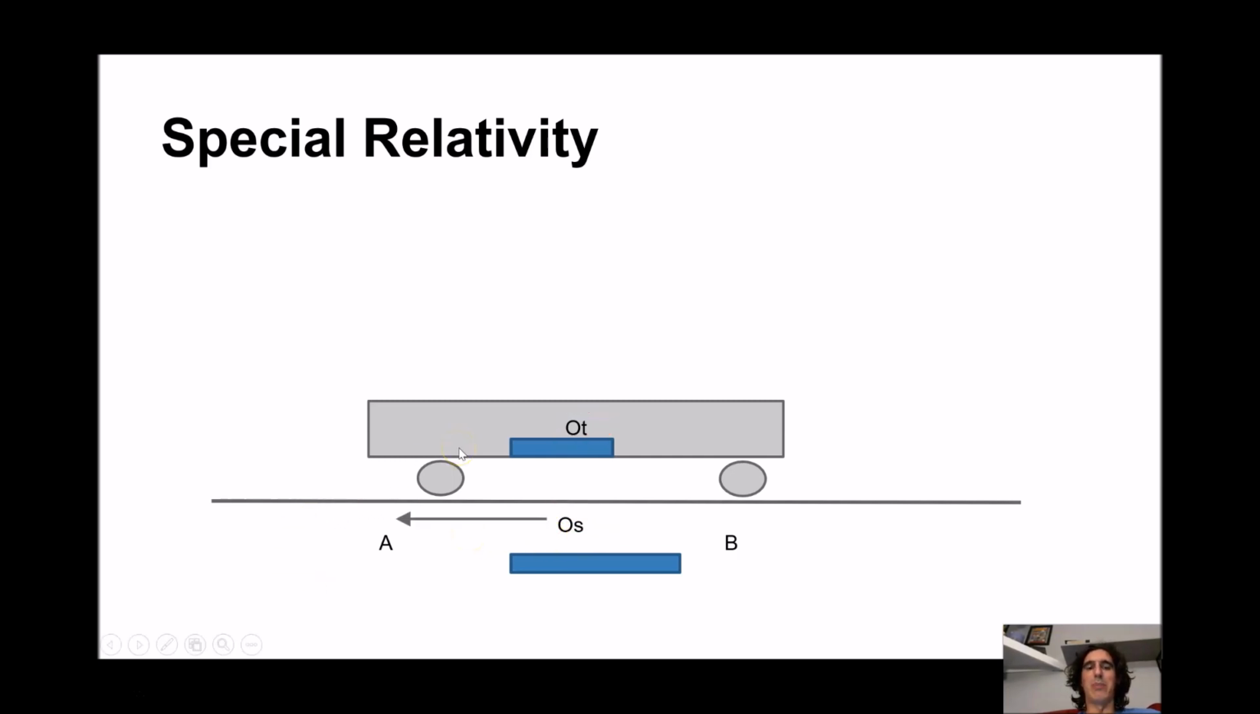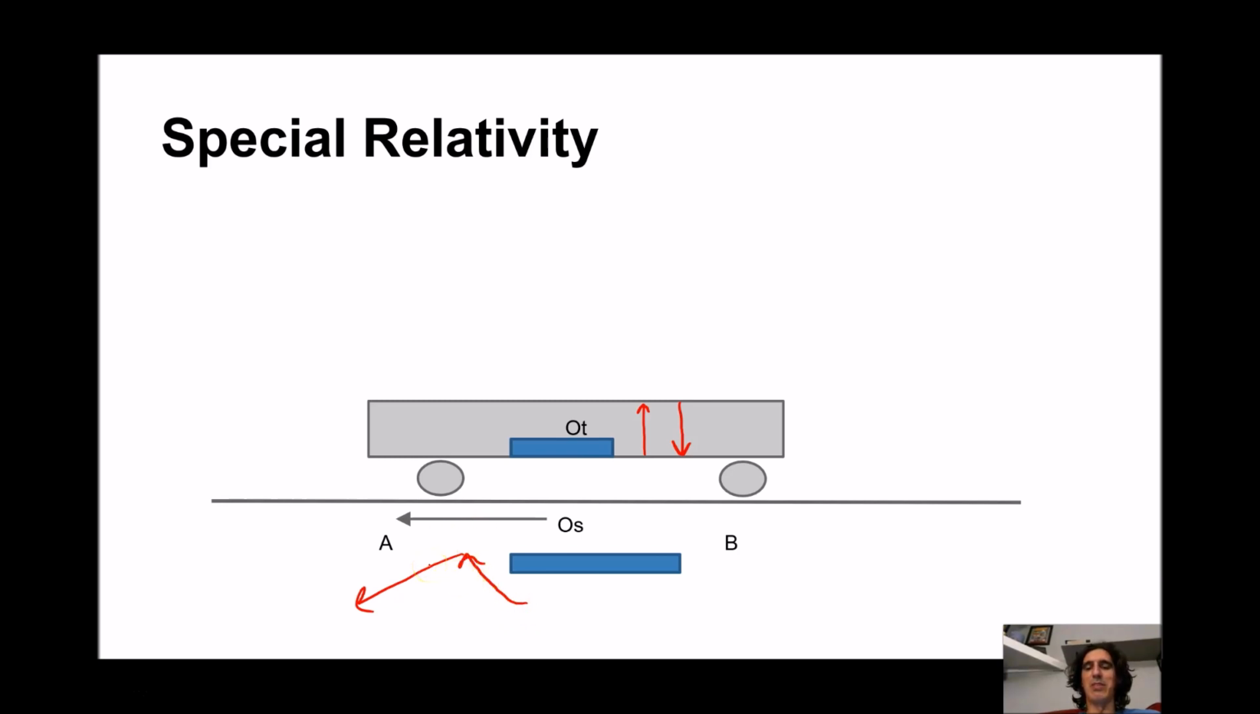So let's redraw the picture where the person on the train is stationary from their perspective, and the observer is moving to the left. What that means is that the person on the train, their clock is ticking normally, just up and down. And when they observe the stationary person moving to the left, their clock is ticking slower. So it's going to take a longer tick-tock to go up and down.